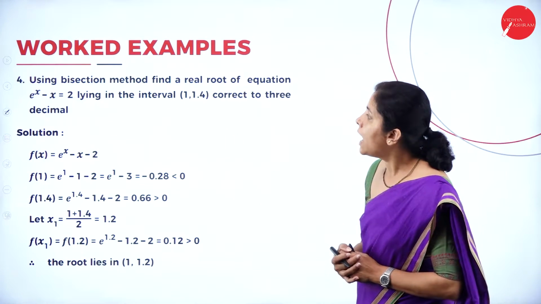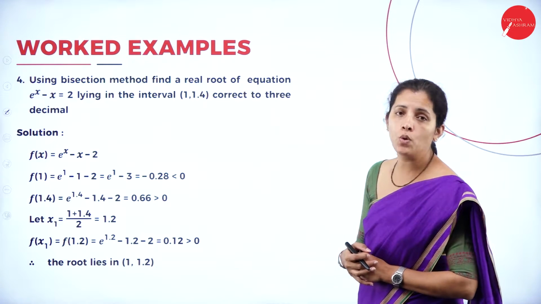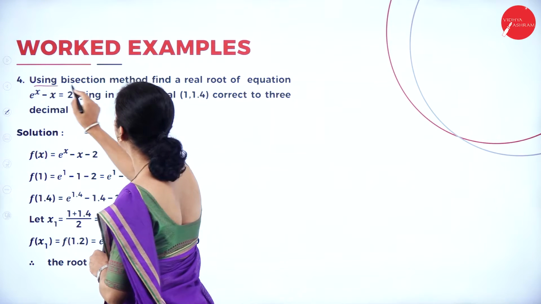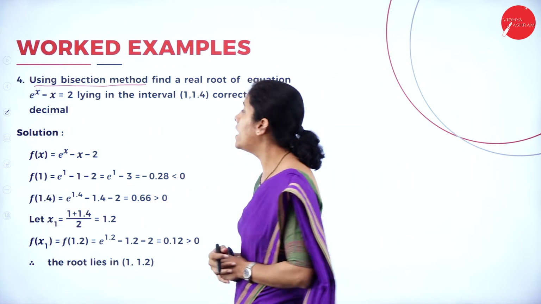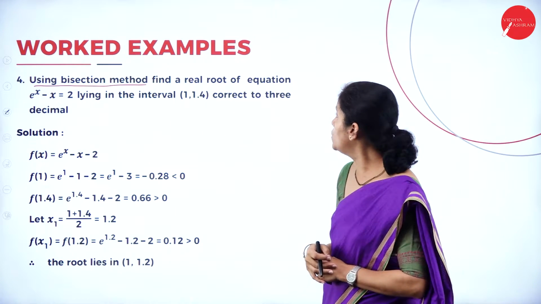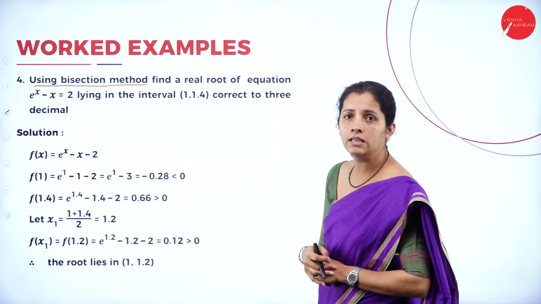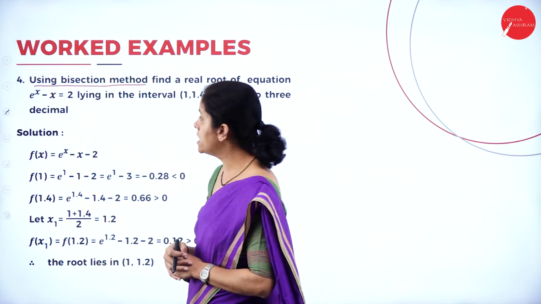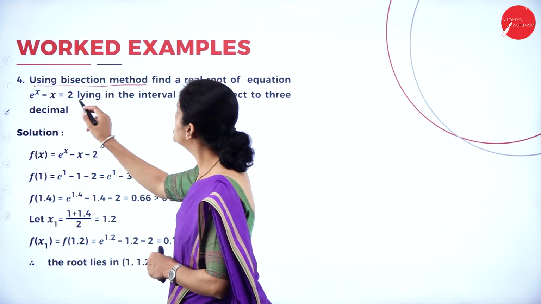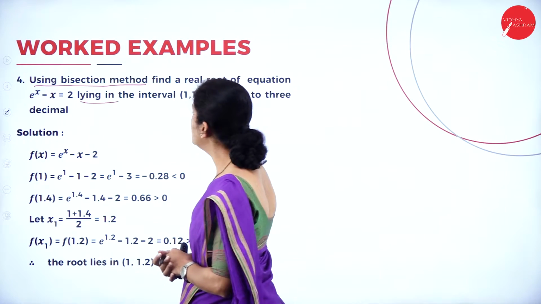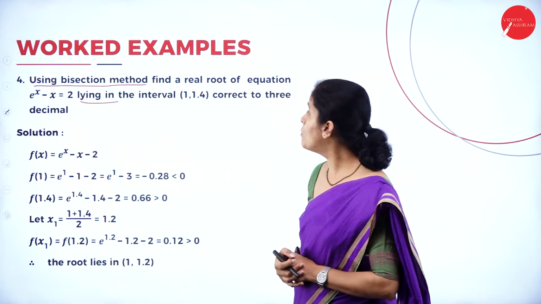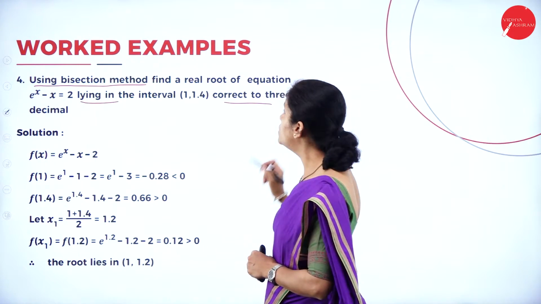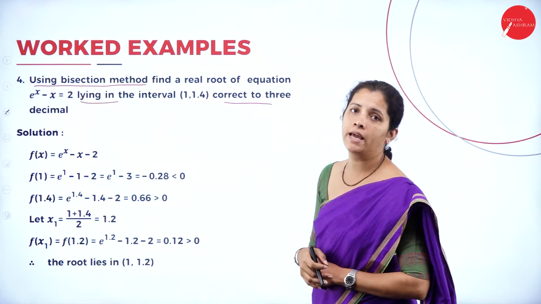Now, I am having one more solved problem. Using the bisection method, find a real root of the equation e to the power x minus x equal to 2, which lies in the interval 1, 1.4. Correct to 3 decimal places.